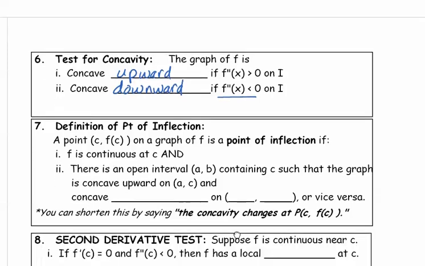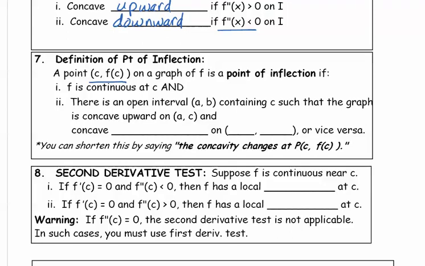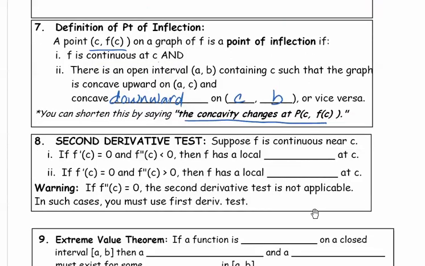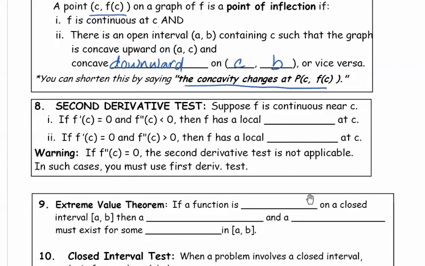And our points of inflection, this point c comma f of c is a point of inflection if the function is continuous and there's an open interval around c where the graph is concave upward from the left side to c and concave downward on the other side from c to b. And it could be in either order. So we can shorten that and just say that we have an inflection point if concavity changes. So if the second derivative changes sign on a continuous graph.